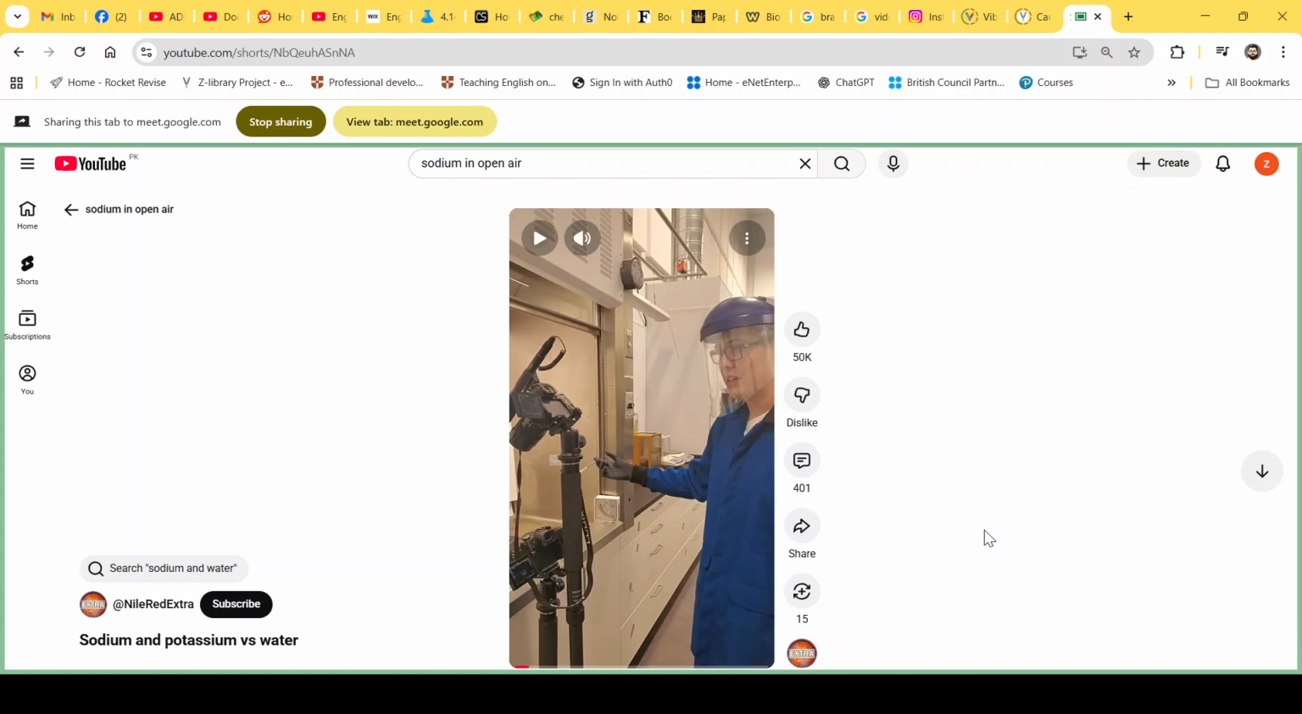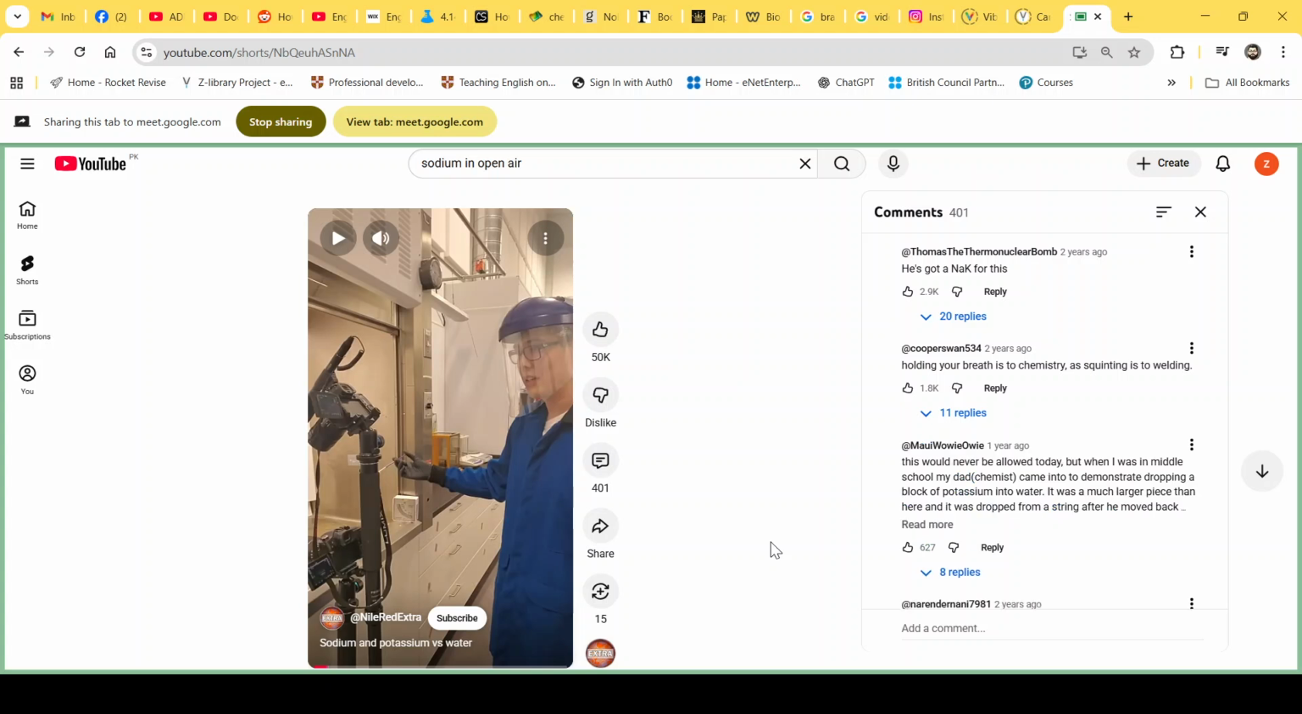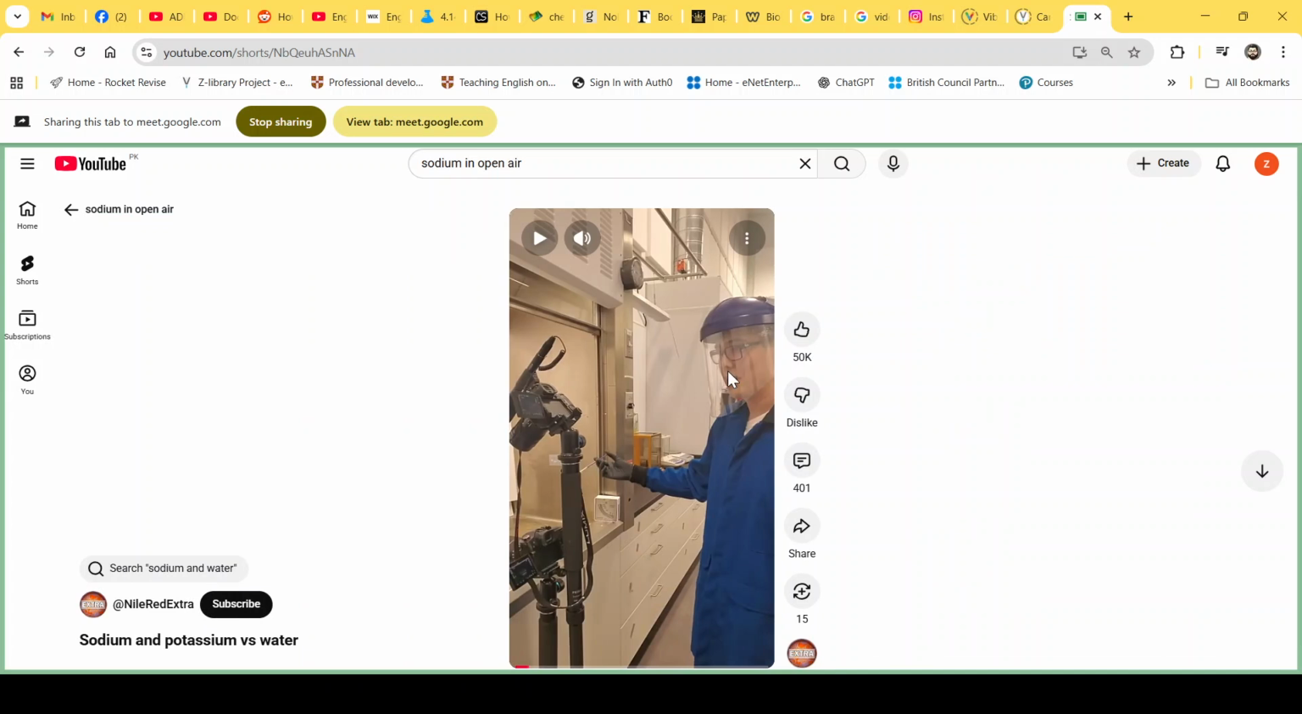In the earlier experiment I showed you, probably there wasn't a lot of moisture in the air, and so it was fine. If there's moisture in the air, then sodium will react with that moisture as well. What did the man put inside? Well, it's either sodium or potassium. It doesn't say that here, but the title of the short says sodium and potassium in water. And you can see the protective gear that he's wearing: the coat, the gloves and the shield.